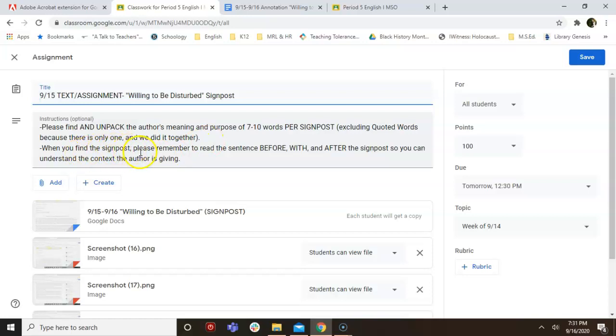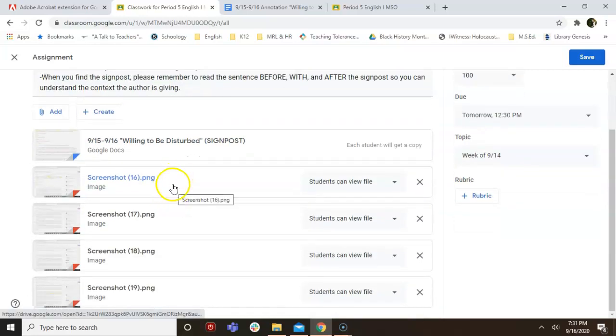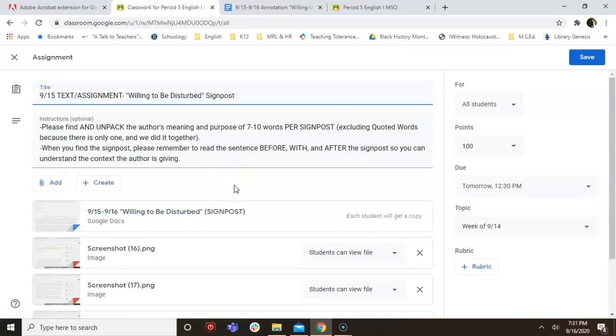When you find the signpost, please remember to read the sentence that came before, with, and after the signpost so that you can understand what's happening in any given topic. You can also see attached, when class was over, I attached the screenshots. I can't really share a document with you that already has annotations on it, because the only way you can see the annotation is if you have rights to edit it, and if everybody has rights to edit it, then the annotations are at risk of being deleted by mistake. I just want to make sure that I showed you what we did today in class.